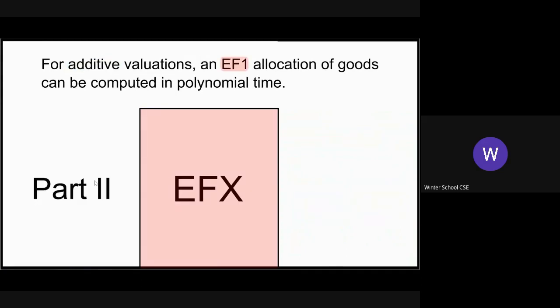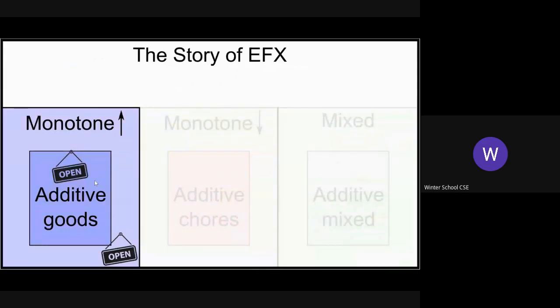In the second generalization, we talked about EFX, right? And the story here was not as satisfying, right? Even for additive goods, right? Even for 4 agents, we don't know whether an EFX allocation always exists or not, right? We don't have a proof, we don't have a counterexample, basically know nothing. Okay, and same for monotone. So even for the monotone domain, we don't know whether EFX exists, like we don't have a counterexample for monotone either, right?